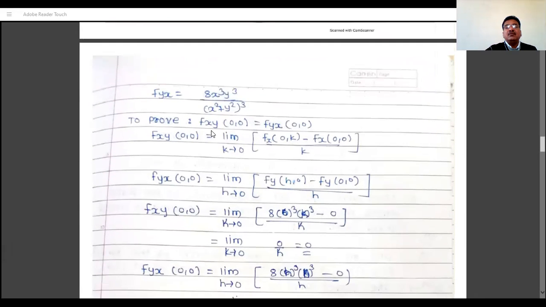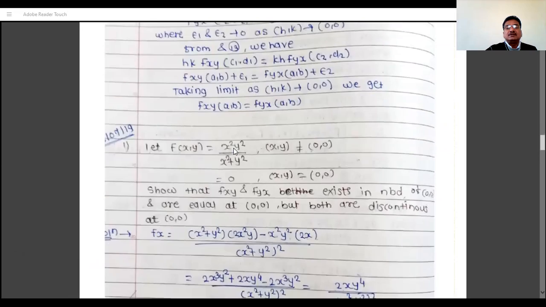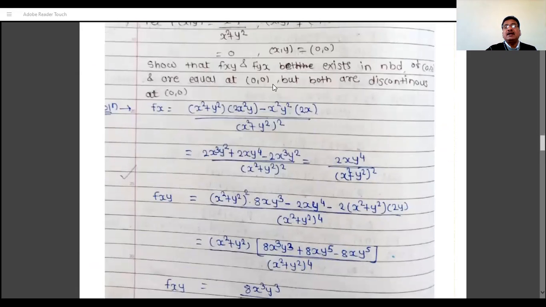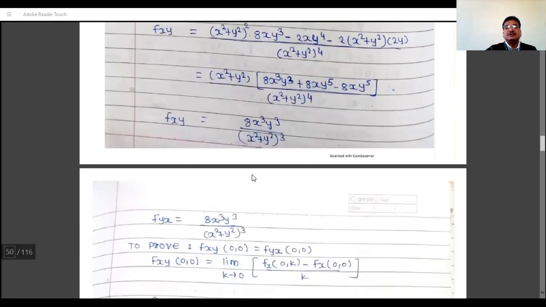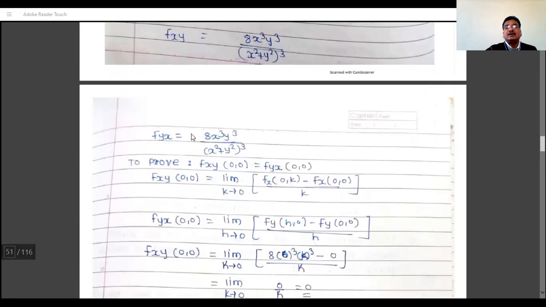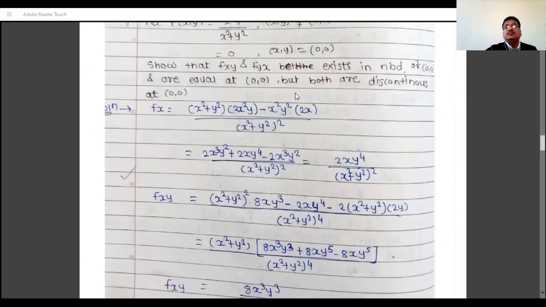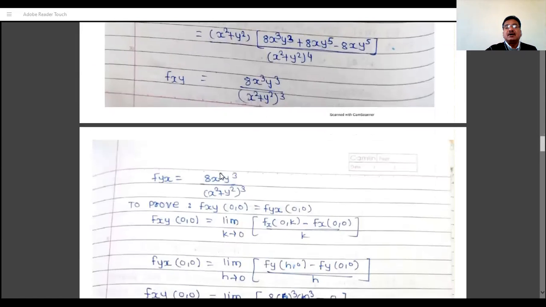And now what do I have to show? The example is: show that fxy and fyx exist in a neighborhood of 0 0 and are equal at 0 0. Okay, so these fxy and fyx both exist. Up to this, what we have is that fxy and fyx both exist, but both are discontinuous at 0 0. Now we have to show these fxy and fyx are discontinuous at 0 0, not continuous at 0 0.